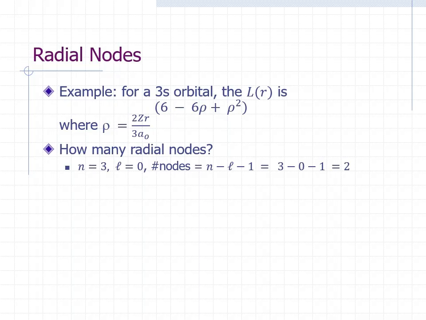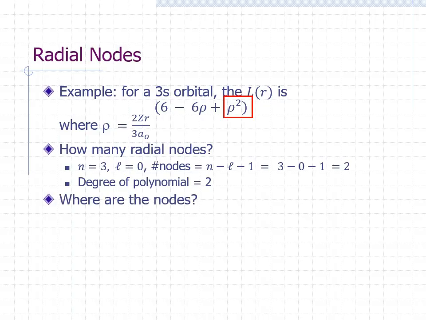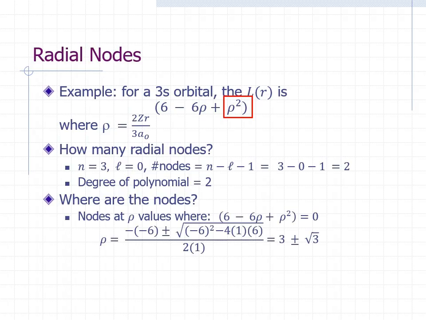We can see that the degree of the polynomial is 2. A second-degree polynomial has 2 roots. Where are the 2 nodes located? We just have to find the rho values where the polynomial is equal to 0. In this case, we can use the quadratic formula since we have a second-degree polynomial. Once we find the values of rho, we can solve for the values of r for the 2 spherical nodes.